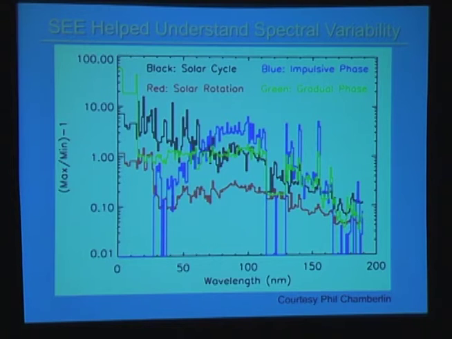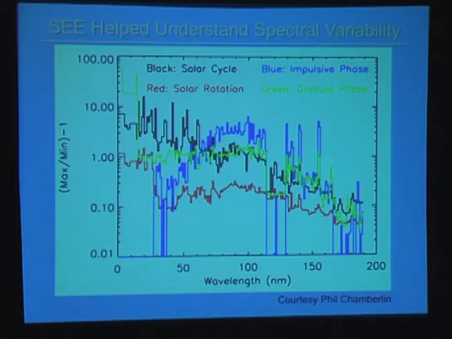Another thing we learned, and this is very similar to a plot that Rodney showed, is the amount of variability at different timescales is different at different wavelengths. So this plot is showing the amount of variability versus wavelength for different timescales. The black is solar cycle, and you can see how the spectrum varies most over a solar cycle at the shorter wavelengths. The red is the solar rotation. It has a very similar shape to the solar cycle changes, but it's much lower because it's just one active region or a collection of active regions moving around.